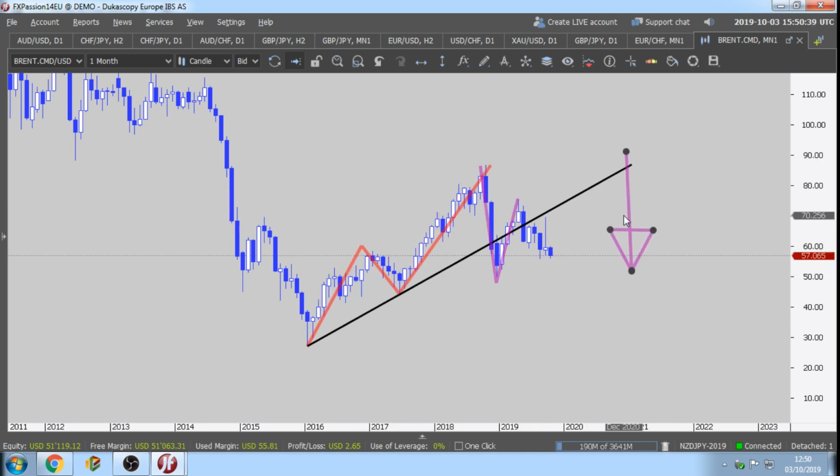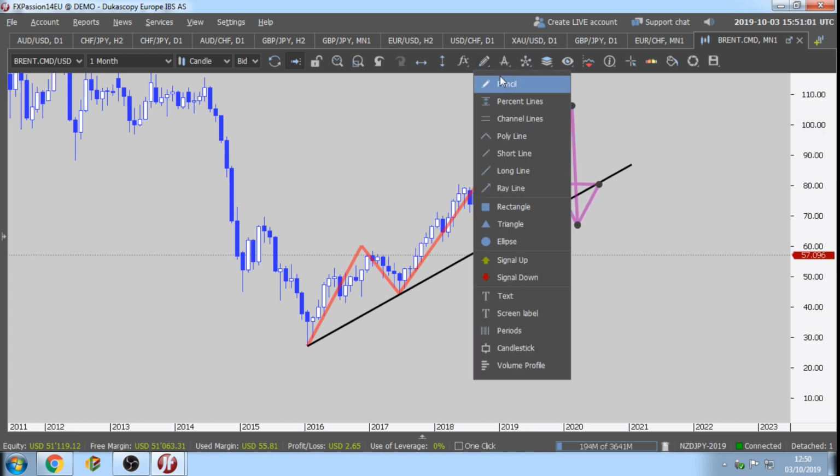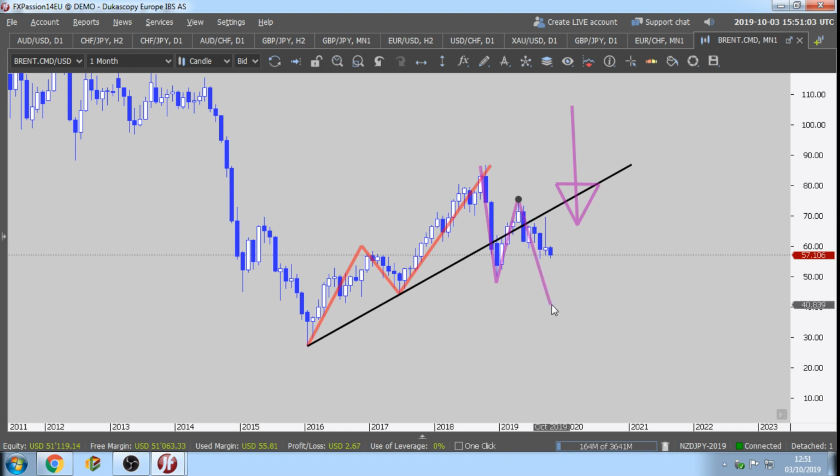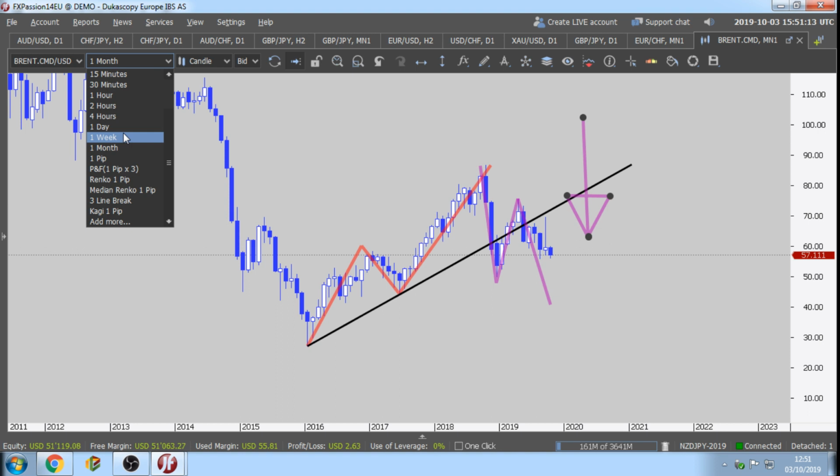It broke the uptrend line, but still we don't have a confirmed downtrend. This is a 75% downtrend. It's not confirmed yet. You had a confirmed uptrend, but the market broke the uptrend line, so we have a 75% confirmed downtrend. If and when the market makes a new lower low compared to this low, then you are going to have a confirmed downtrend. Now let's jump on the weekly chart.